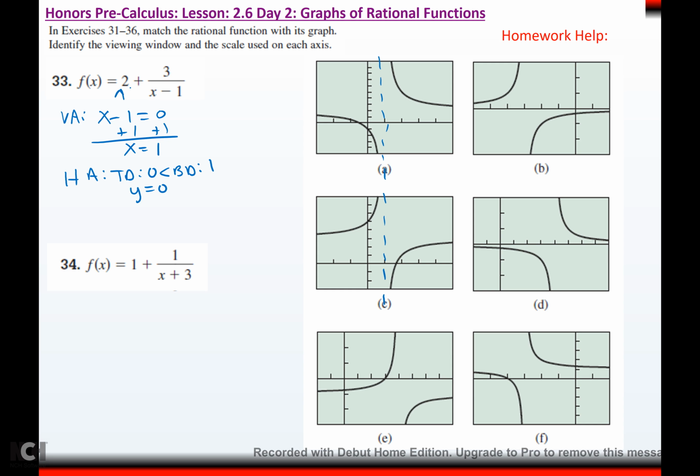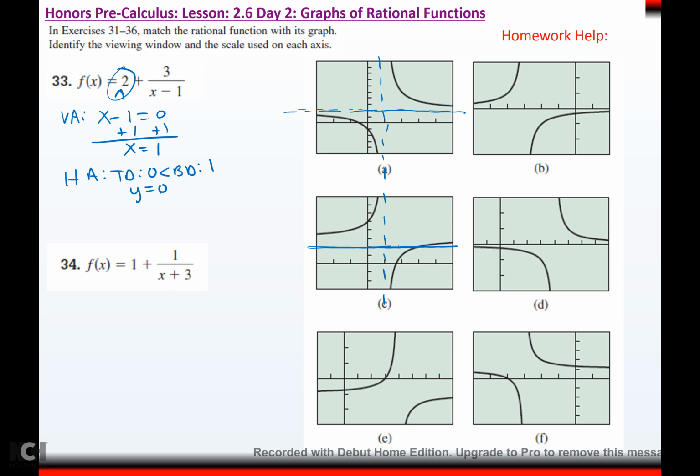Wait a second. Yeah, it's going to have to move up 2. So my horizontal asymptote should be 2. Why am I getting 0 there? Oh, because it's going to shift up 2. Sorry. Okay, so it's going to shift up 2, which is going to put a horizontal asymptote up there at positive 2. Let's see, does this one have one at positive 2?